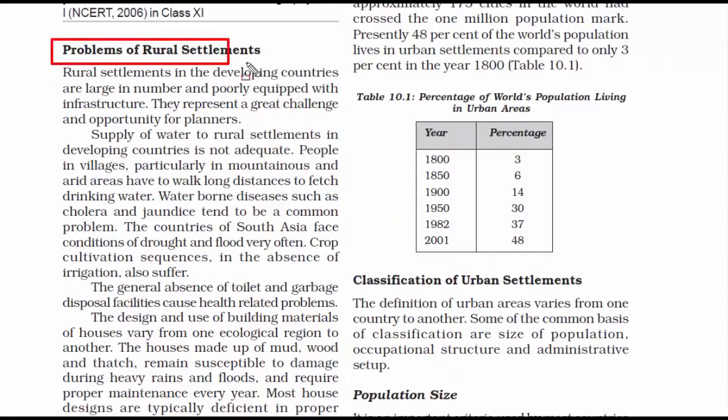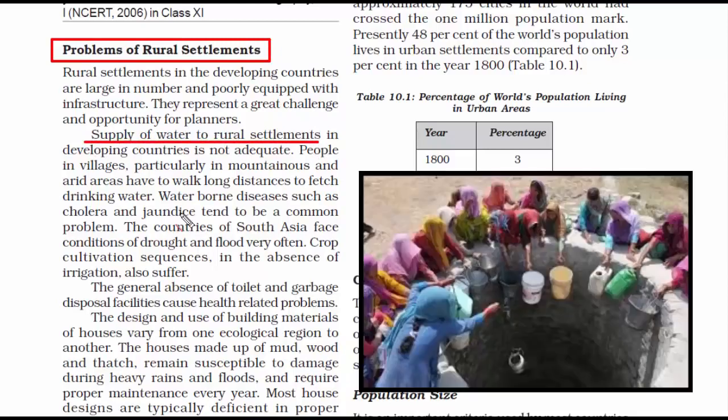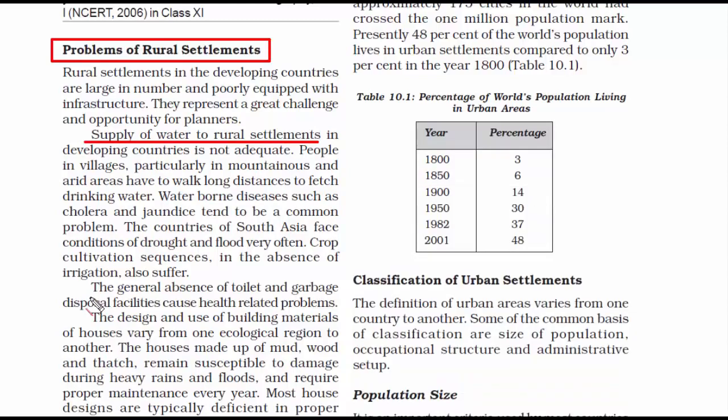Now we are going to read about problems of rural settlements. We're going to understand this topic in a point-wise manner. So at first we'll talk about water problems. Supply of water to rural settlements in developing countries is not adequate, especially when rural settlements in the developing countries are large in number and poorly equipped with infrastructure.